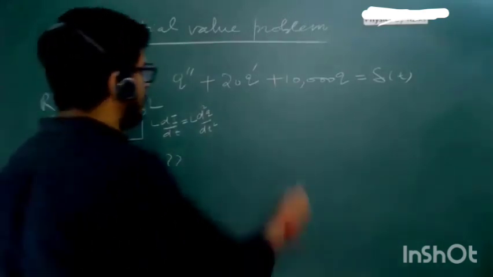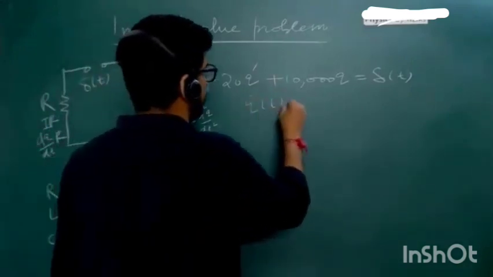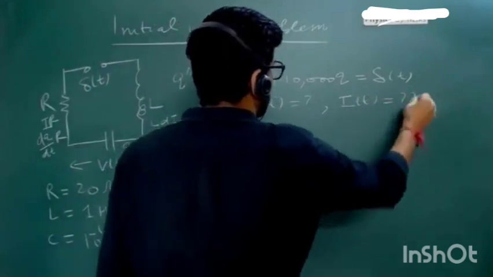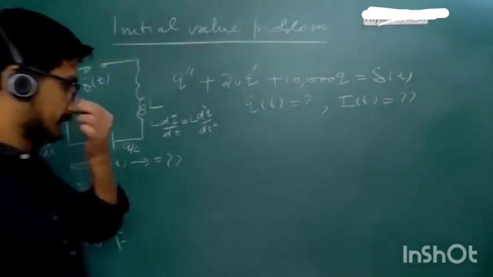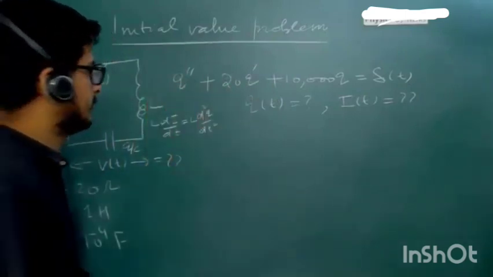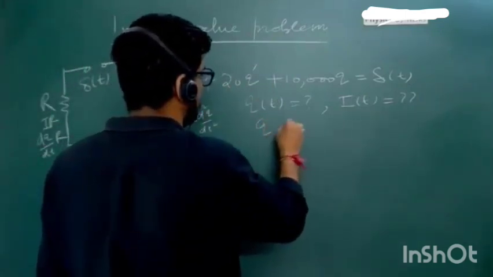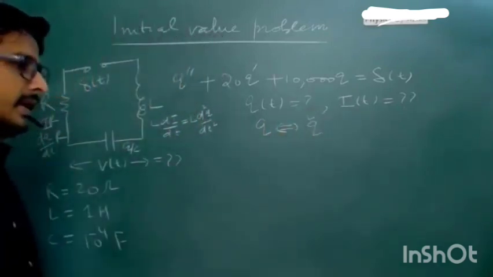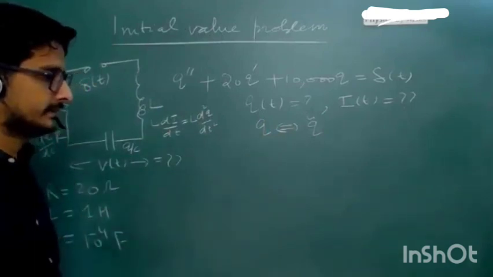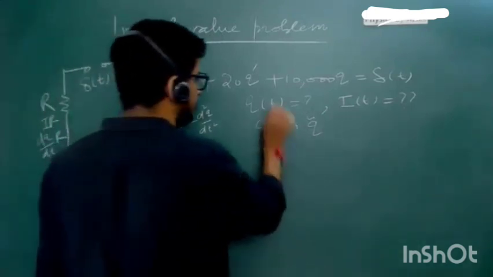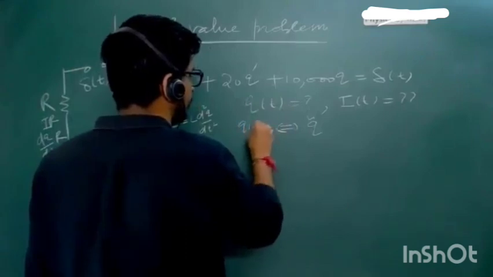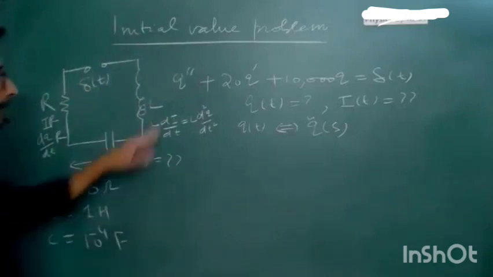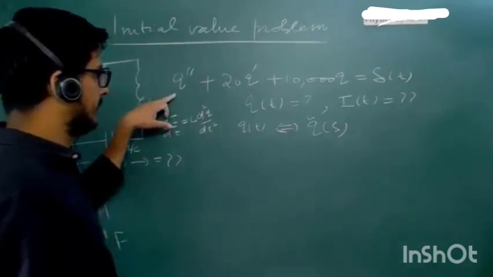Now I want to know what is Q, and also I want to know what is the current. So the first step is, let us understand that the Laplace of Q I write as Q tilde for simplicity, okay? You are okay with it? This is Q of t, and this is Q of s. This is the Laplace of this. Now take the Laplace here.